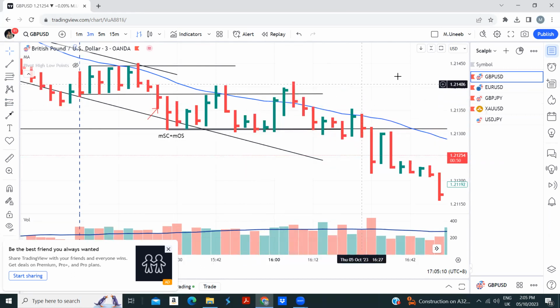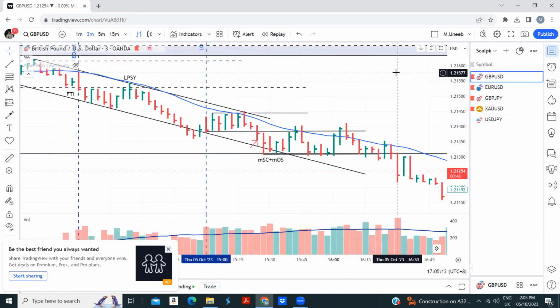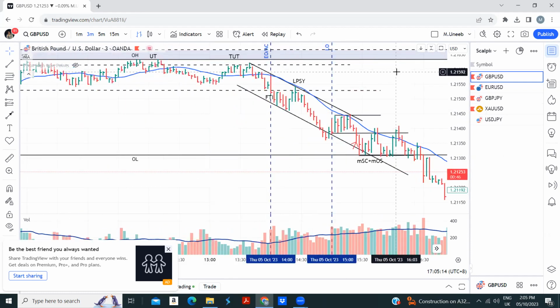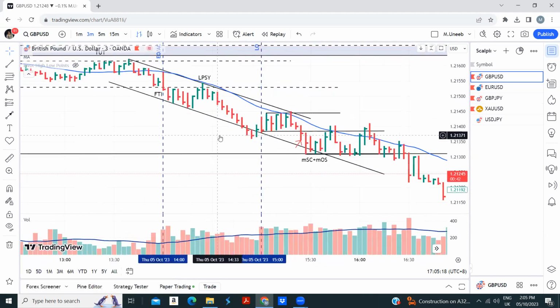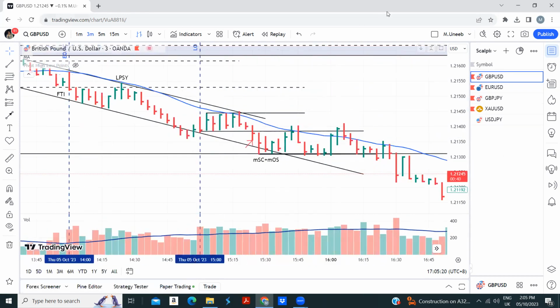All right, so both are fine, but basically this is how you're going to trade the London Open as well. So I hope you got my point and you have understood the situation and the scenario for the London session today.